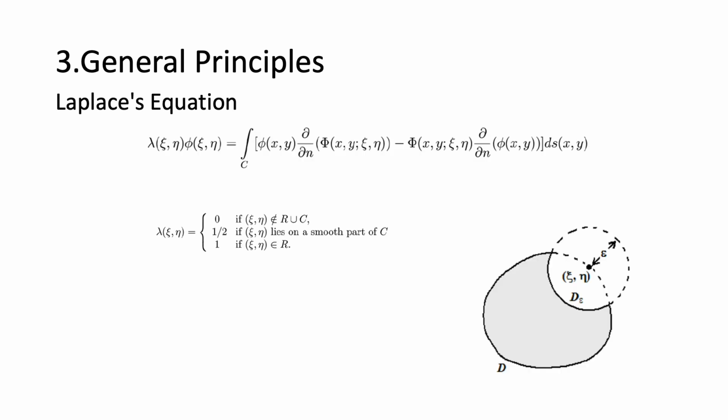After a series of derivations, if (psi, eta) lies on a smooth part of C, we can obtain this single equation, where lambda is defined this way. Together with the boundary conditions I have mentioned, a numerical procedure can be obtained to determine psi and d psi over dn on the boundary of C.